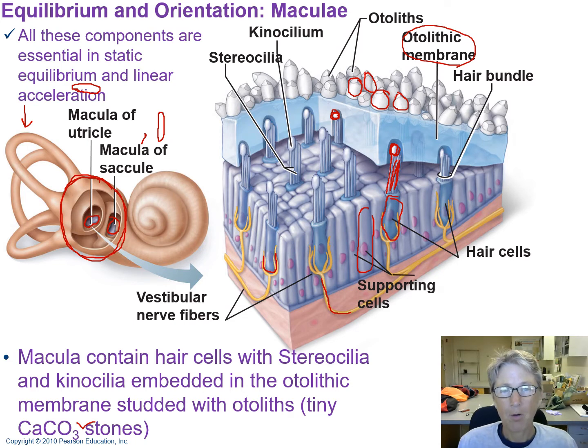All of these components, the kinocilium, stereocilia, otoliths, and the membrane, are all essential in static equilibrium and linear acceleration. So like I said, without going into the physics of what those are, you should know that the macula of the utricle and the macula of the saccule are involved in static equilibrium and linear acceleration.